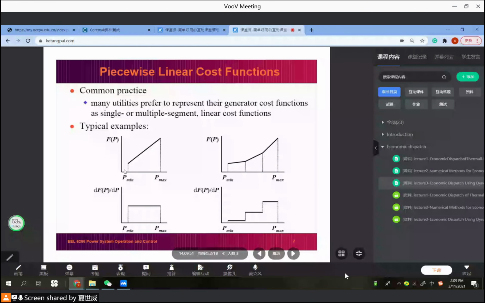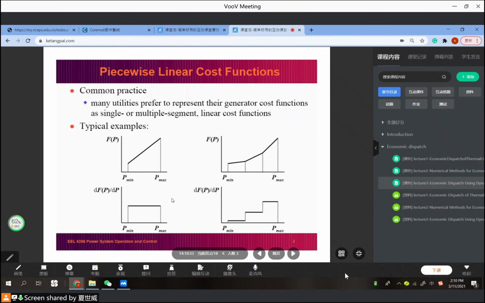For example, if you have an input-output curve like this, you will find the first order derivative is constant. If you have multiple linear input-output curves, you will find the first order derivative jumps at certain points, meaning there is a jump between this range and this range. So there are several different values for the first order derivative.